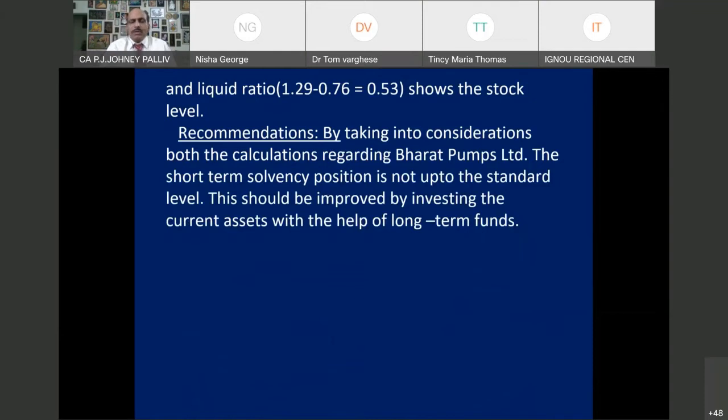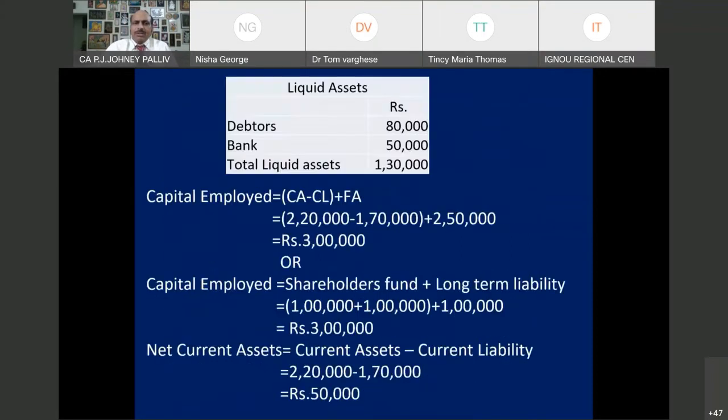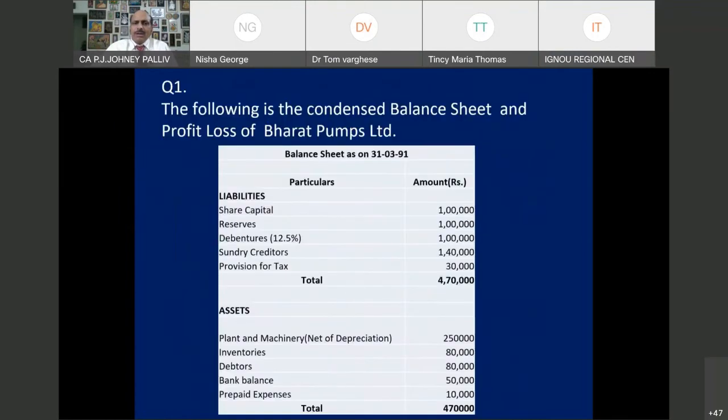Therefore, let me conclude by saying that in both the calculations regarding Bharat Pump Limited, the short-term solvency position is not up to the standard level. This should be improved. Now, what is the solution? The solution is that the current assets should be increased by way of long-term funds. You can see the balance sheet, the importance of the balance sheet. The current assets consist of inventory, debtors, bank balance, prepaid expenses.